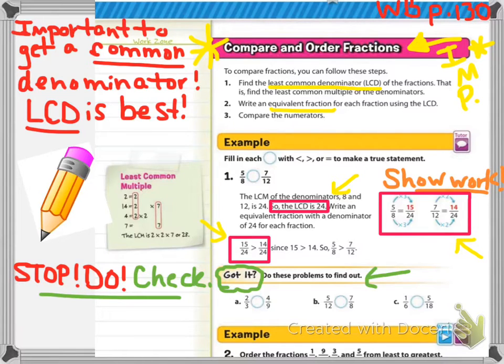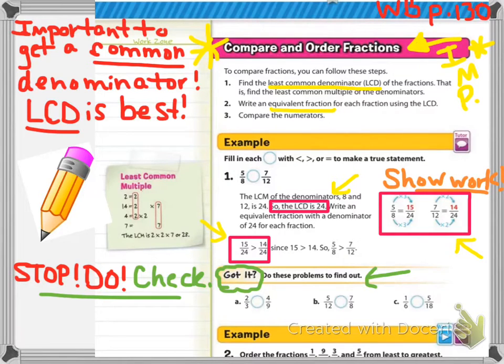All right. So look at example 1. They show you the work. Denominators are 8 and 12. The least common denominator is 24. Thinking about your times table facts and looking at the work over to the right where I have highlighted in a box and wrote in orange, show work. That's what you should be showing when you are finding common denominators and making the equivalent fractions. I want you to show your work like this. Now you can see that 15/24 is greater than 14/24.